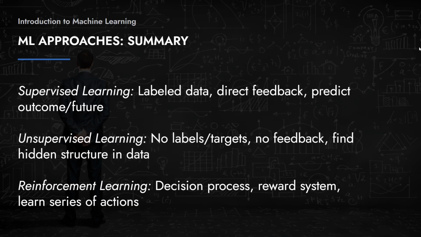So let's summarize the different machine learning approaches that we learned about. We said that we have supervised learning, unsupervised learning, and reinforcement learning. The main difference between supervised and unsupervised learning is that supervised learning trains on labeled data, whereas unsupervised learning trains on unlabeled data that has no labels, no known outcomes. In supervised learning, direct feedback is given, whereas in unsupervised learning, there is no feedback. Supervised learning is generally used to predict an outcome or to predict the future, whereas unsupervised learning is used to find hidden structure in data most often.